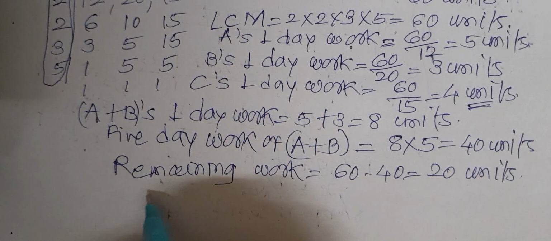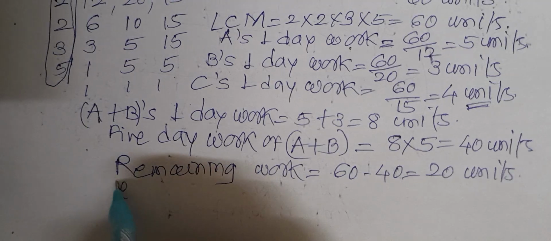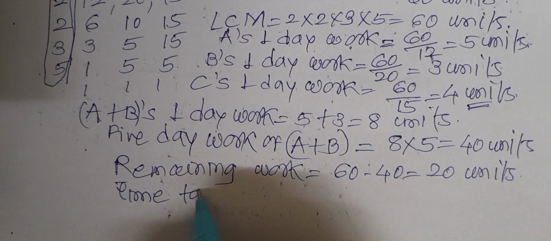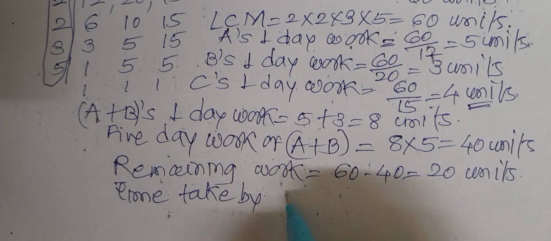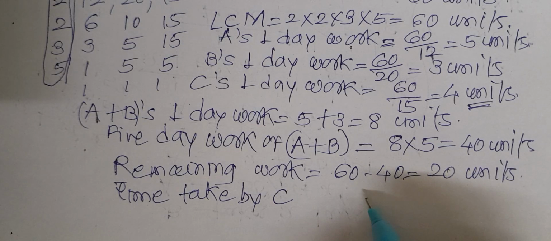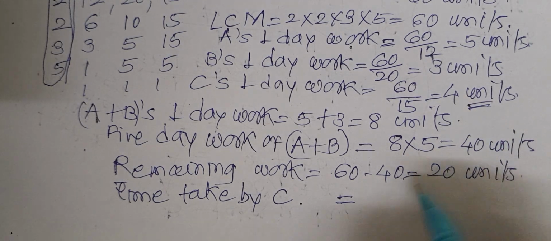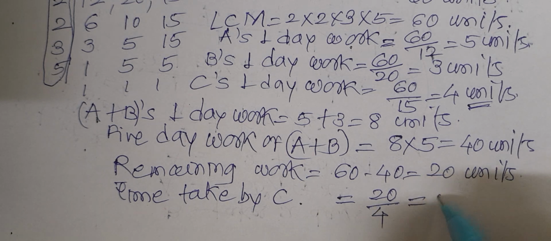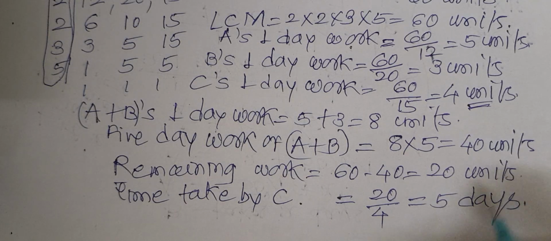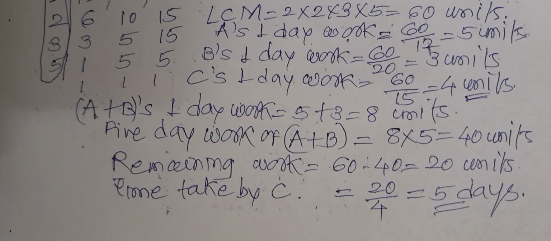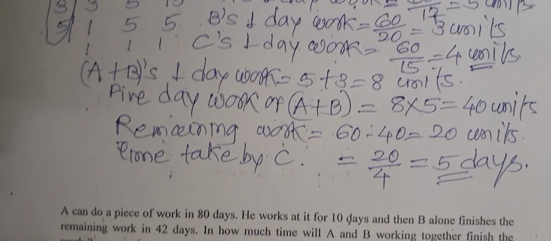So time taken by C: C does 4 units per day. So the remaining work is 20 by 4, which is equal to 5 days. So C completes the work in 5 days. In this way we can solve the example.